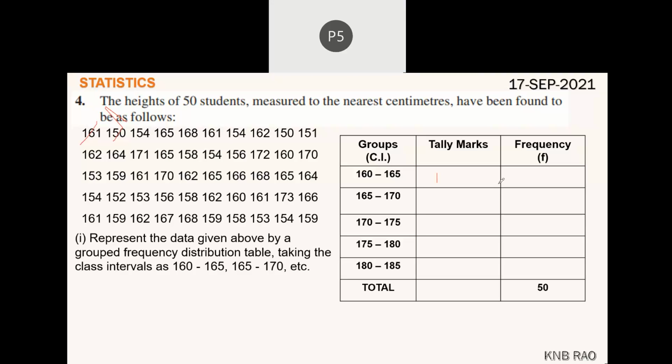Sir, for 150 and 154, you do not make a group, sir. Yes, sir. 150 to 150. That means we need to take it not as they suggested. Before you go for doing anything, what do you have to do? We should find the lowest value and the highest value, and find the range. Have you understood? Most of the time we get stuck here.